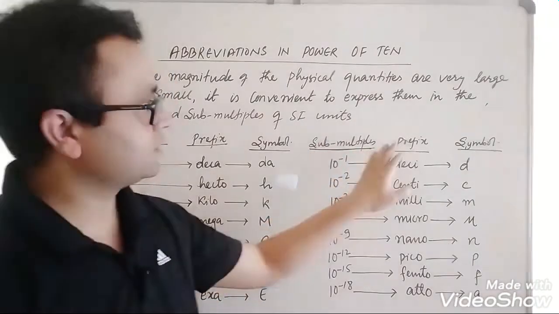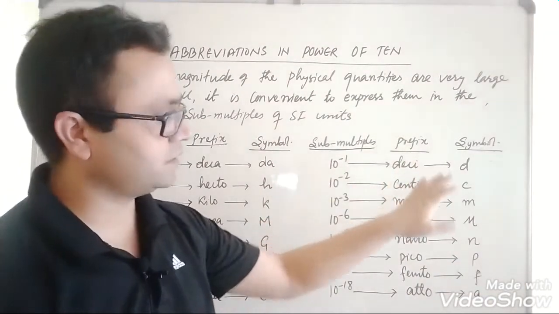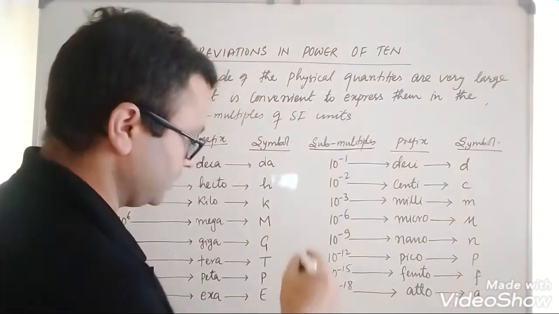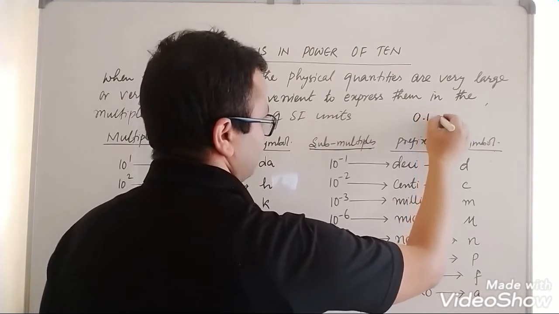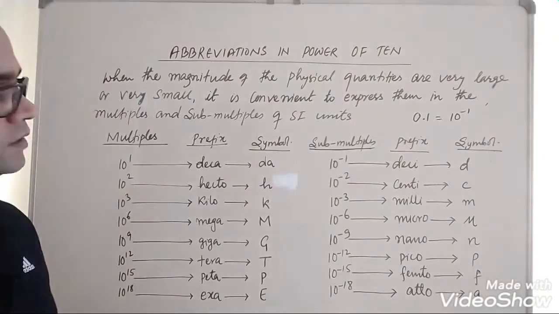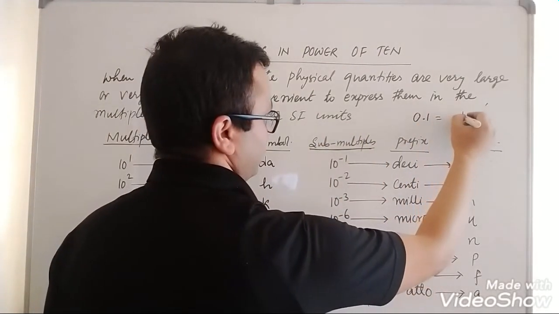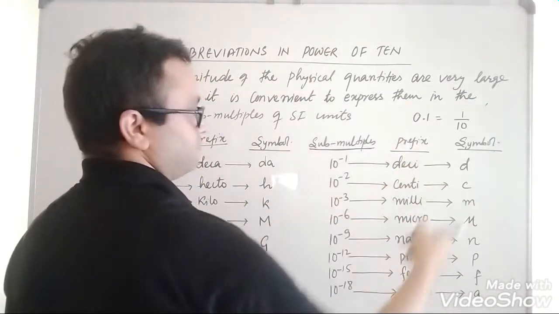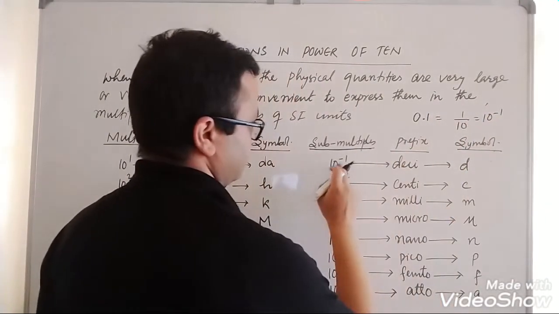For submultiples, prefix and symbol. 10 to the power minus 1 is deci. Why deci? Because there is a decimal. Suppose 0.1 can be written as 10 to the power minus 1. If you divide by 10, you will get 1 by 10. If you divide by 10, then the point will be removed. So this can be written as 10 to the power minus 1. That's why 10 to the power minus 1 is deci.